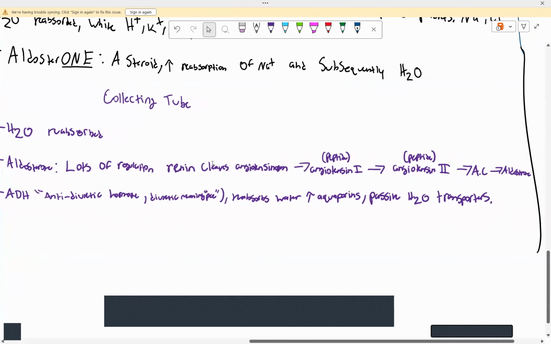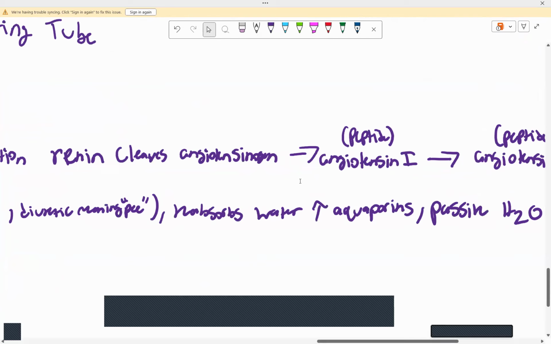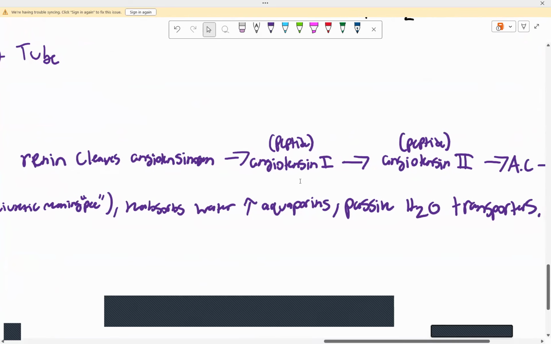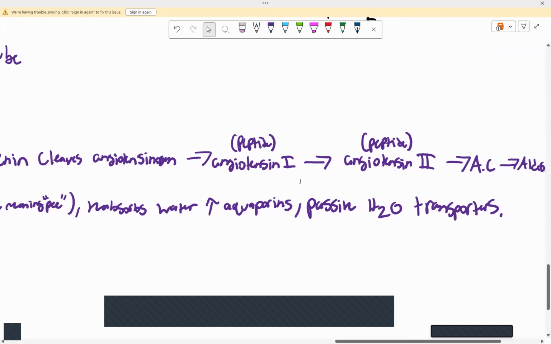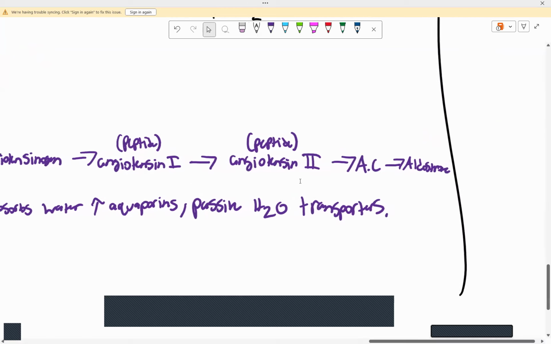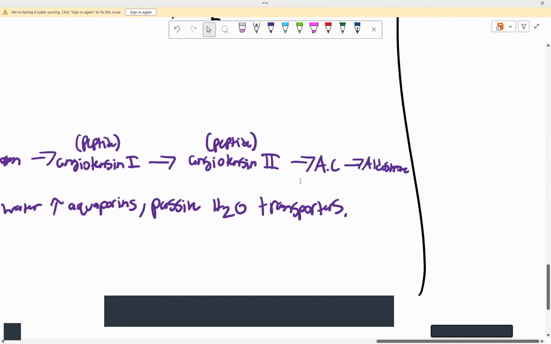For example, renin cleaves angiotensinogen. I can never say any of the names. I only say them in my head when I read it. Then the signaling sequence occurs: it activates angiotensin 1, which is a peptide, which then turns into angiotensin 2, which is also a peptide. Angiotensin 2 can activate the adrenal cortex.